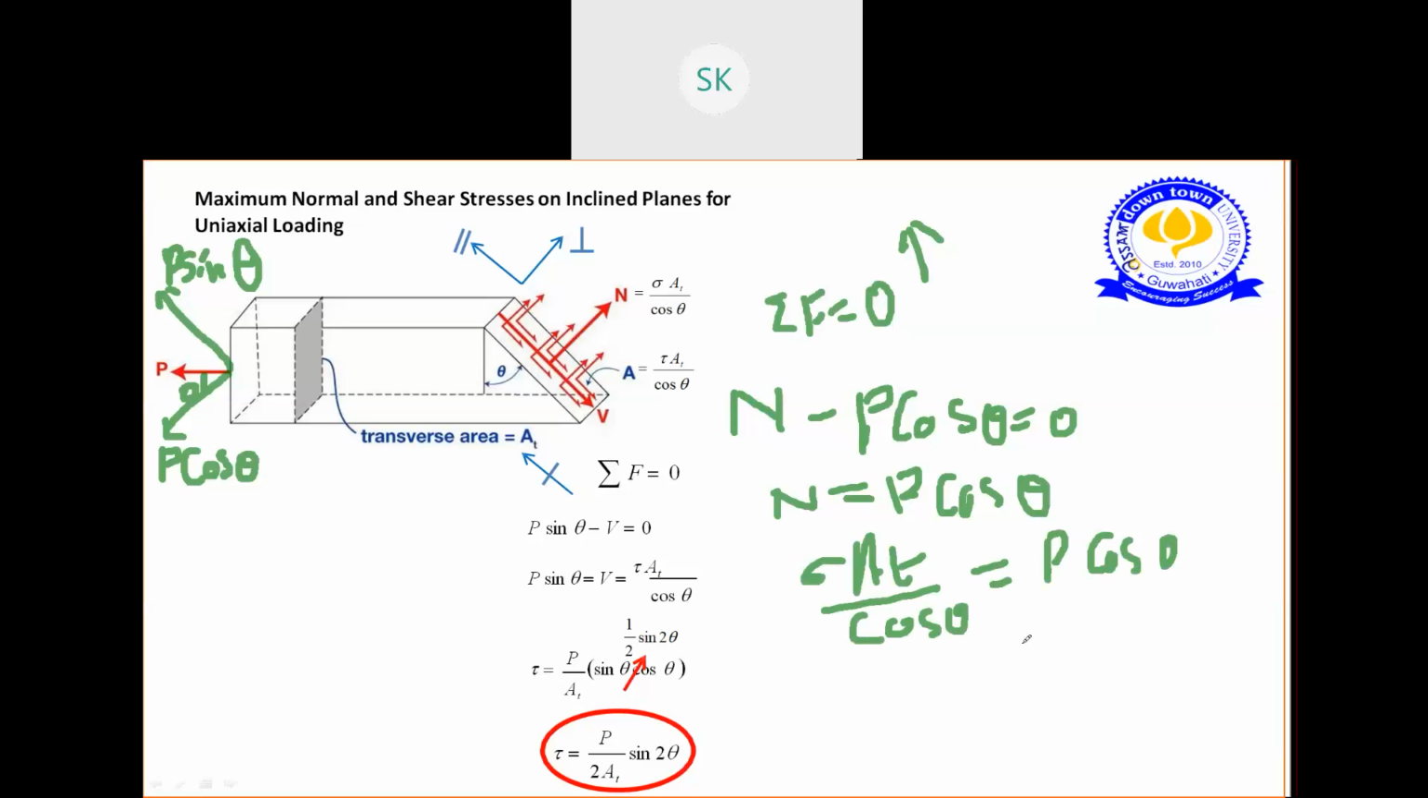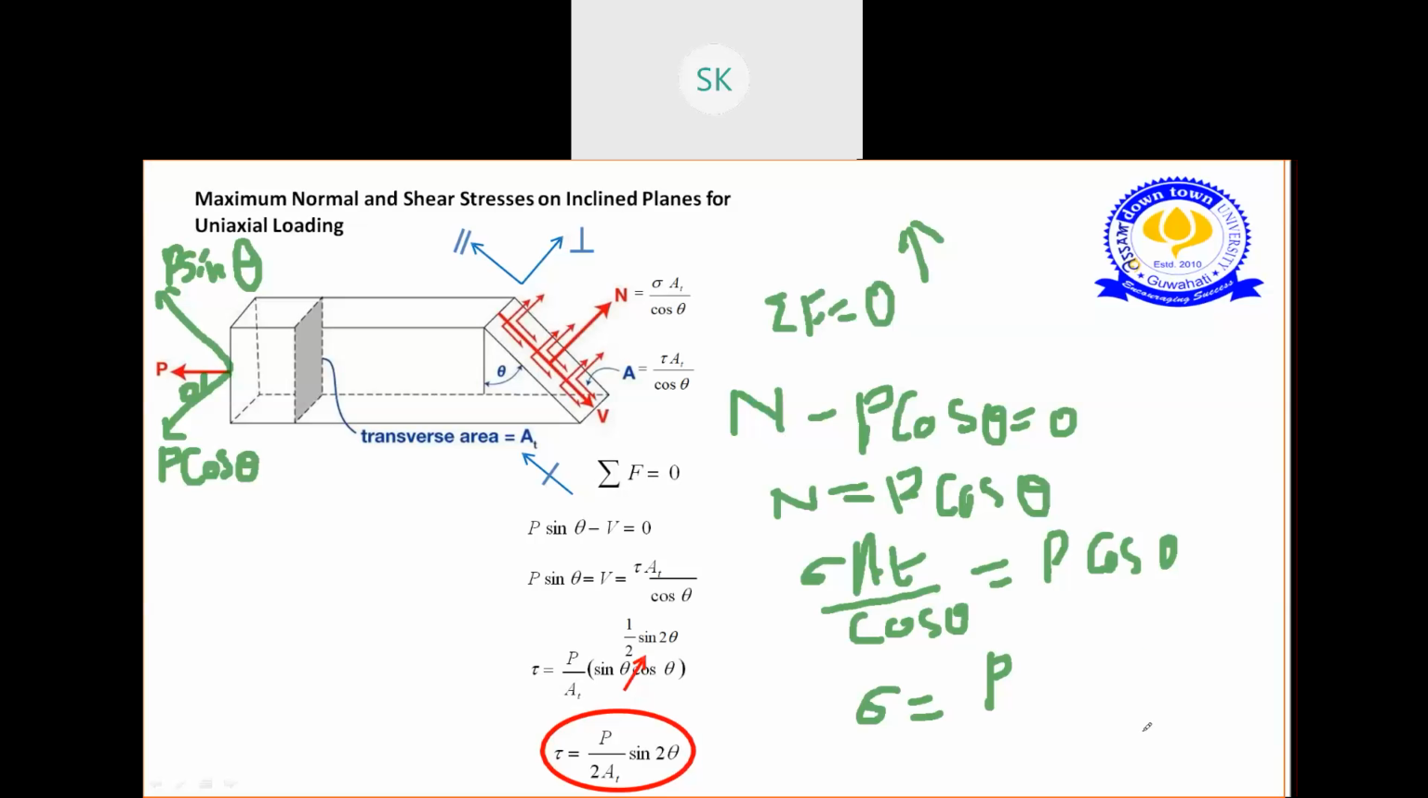So if I want to get sigma, what will be the value? P, this cos theta will go to this side and it will become cos square theta divided by this A0, which comes to here. So we got the value of sigma as p cos square theta by A0. This part is clear? Yes or no?